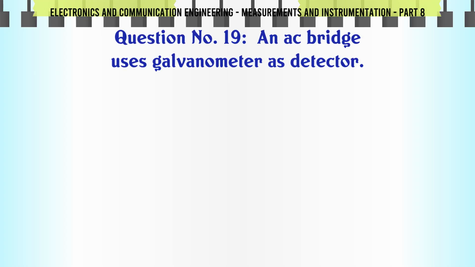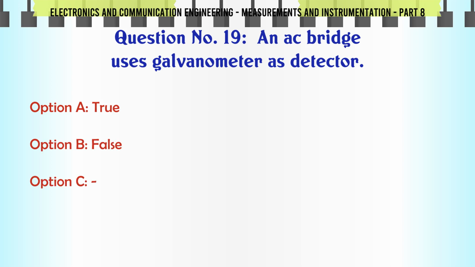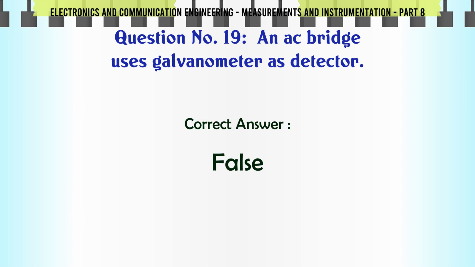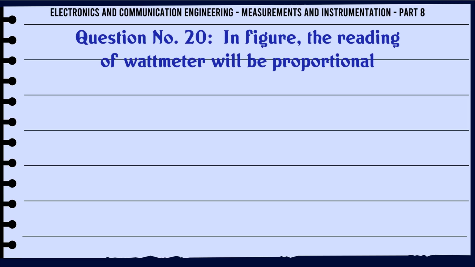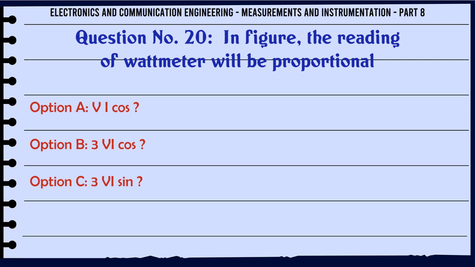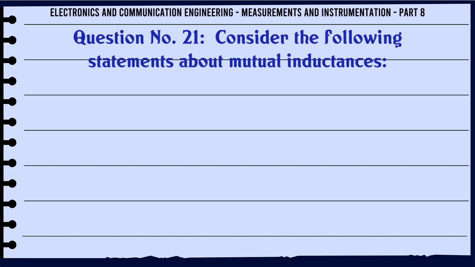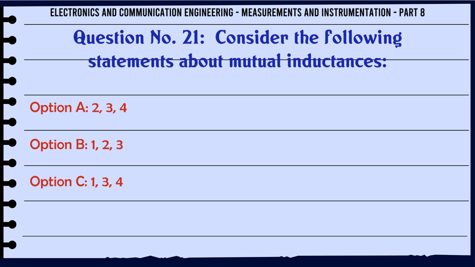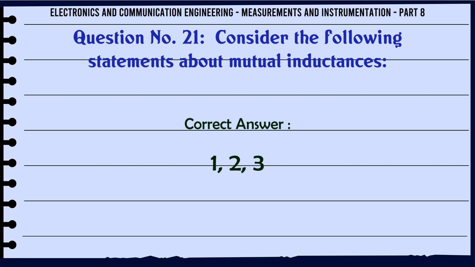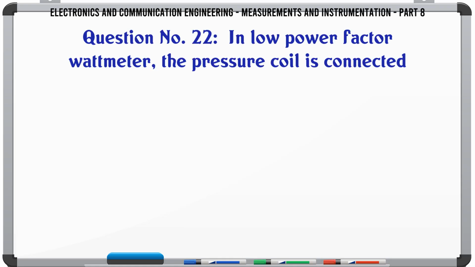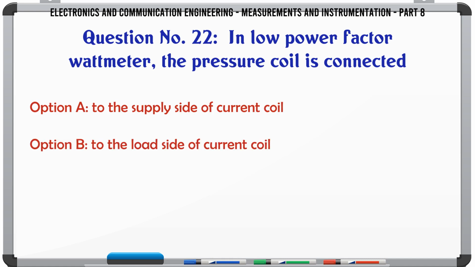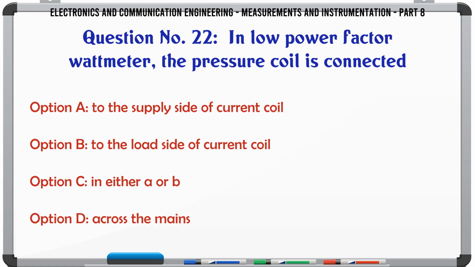An AC bridge uses galvanometer as detector. A. True, B. False. The correct answer is false. In figure, the reading of wattmeter will be proportional to: A. VI cos, B. 3V I cos, C. 3V I sin, D. VI sin. The correct answer is 3VI sin. Consider the following statements about mutual inductance. A. 234, B. 123, C. 134, D. 124. The correct answer is 123. In low power factor wattmeter, the pressure coil is connected: A. To the supply side of current coil, B. To the load side of current coil, C. In either A or B, D. Across the mains.